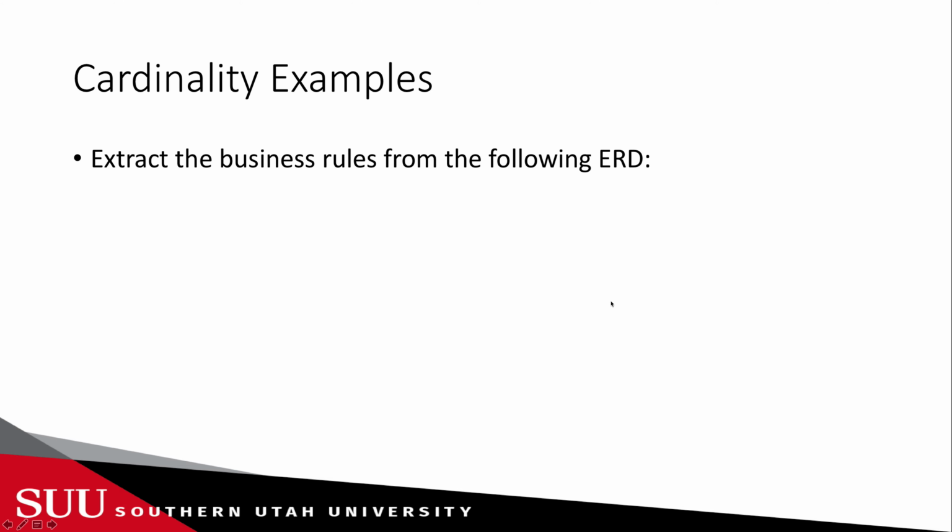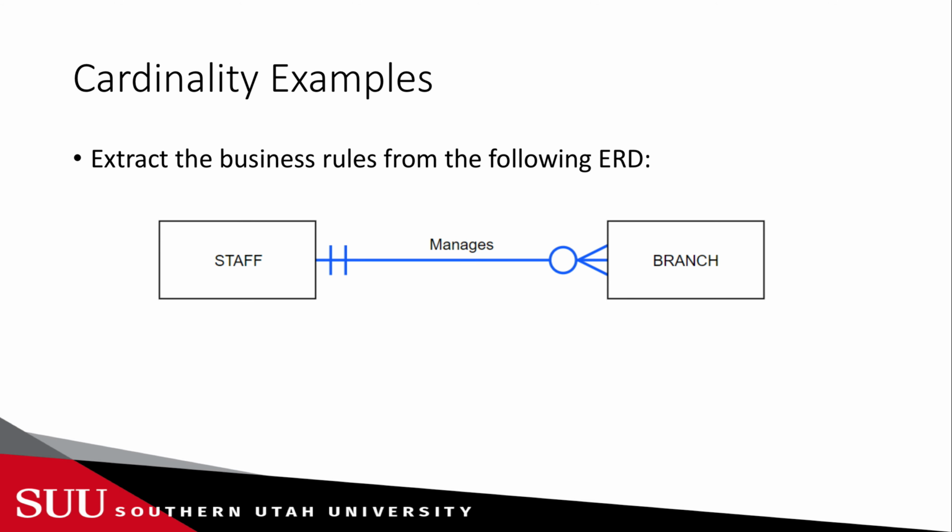So when I say extract the business rules, now we are talking the opposite way. If I have this ERD and I want to extract the business rules out of the ERD, now if we look closely, we have two entities. One of them is called staff and the other one is called branch, and then the relationship type is manages. So again, every time you are reading, you read the notation that is further away from the entity type you're starting with. So I'm starting with staff, so I'll read this.